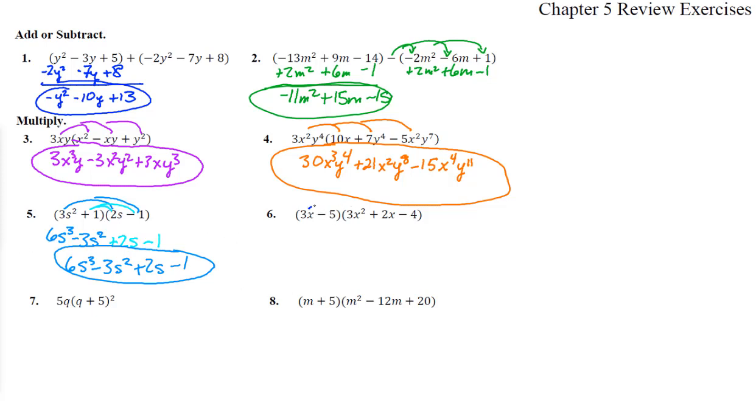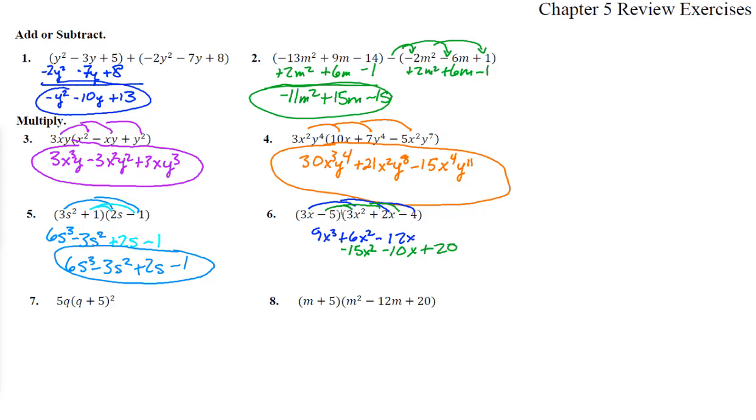Number 6. Binomial times a trinomial, so the 3x is going to jump here. We'll do that in this color, so we'll get 3 times 3 is 9, x to the 3rd power, plus 6x squared minus 12x. And then let's pick a different color for the negative 5. The negative 5 now jumps into these 3 like that. And we have a minus 15x squared. Let's put that under the x squared so we can see them add together. Negative 5 times positive 2x, that's a negative 10x. And then we get a positive 20.